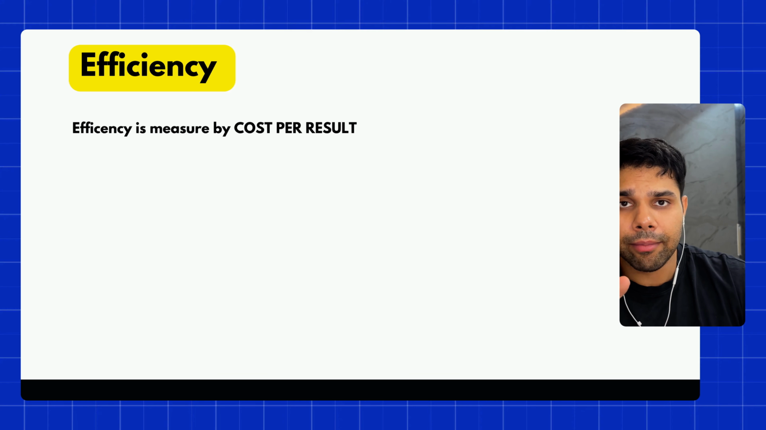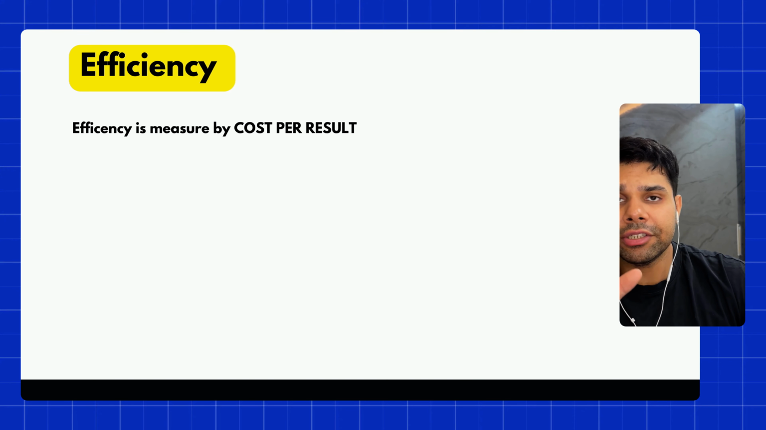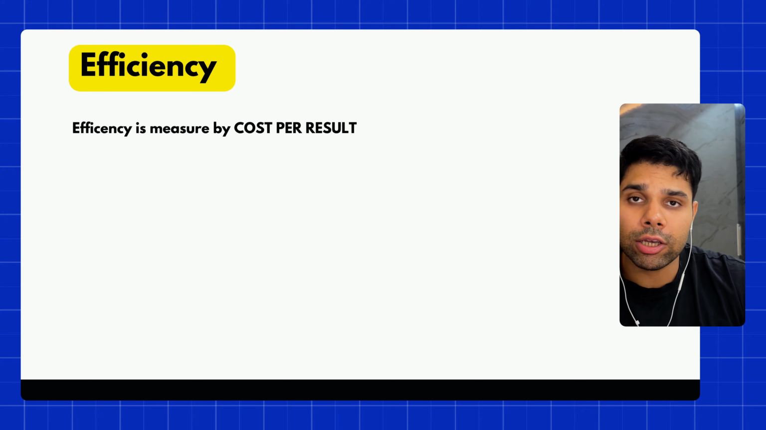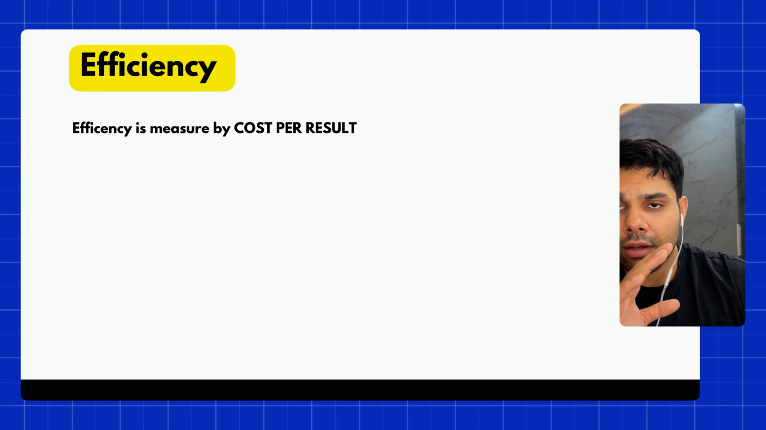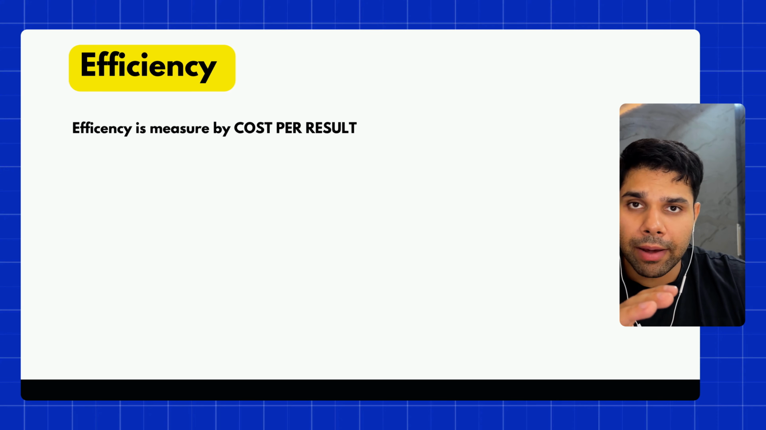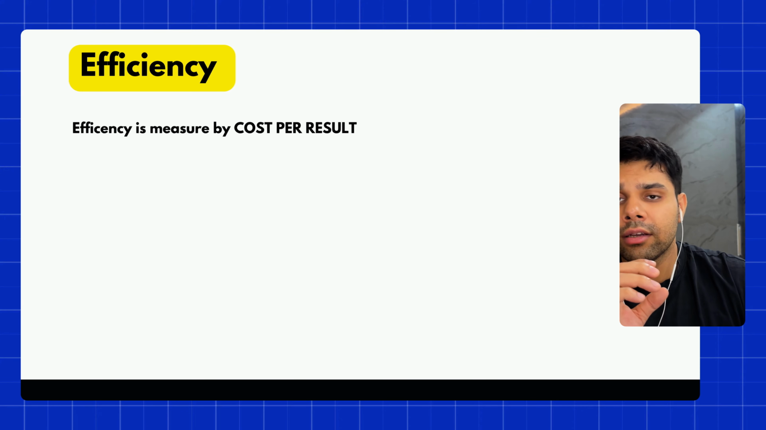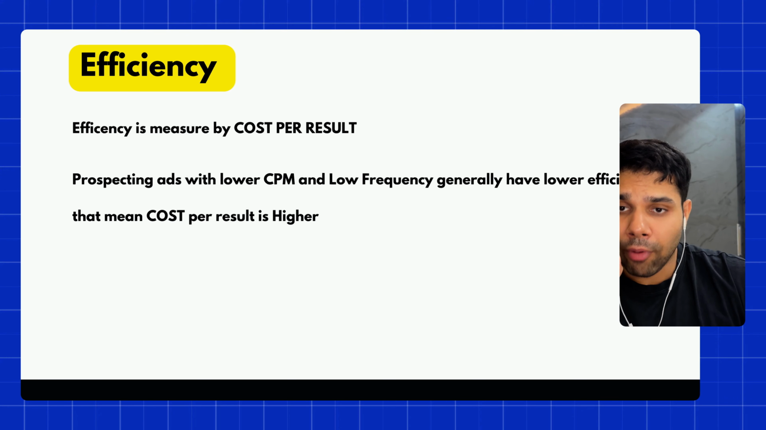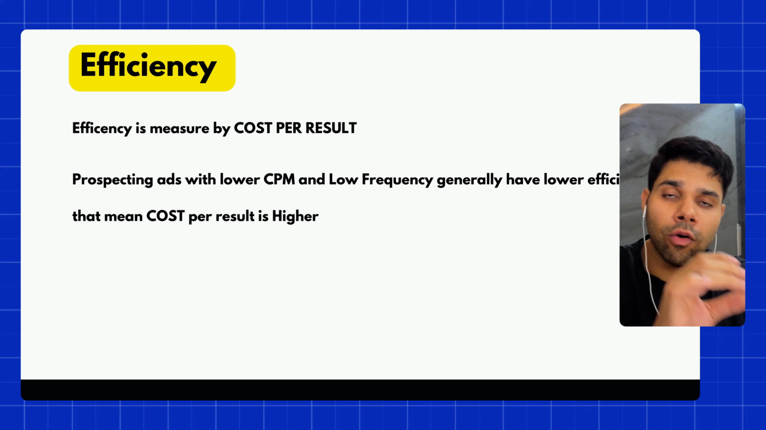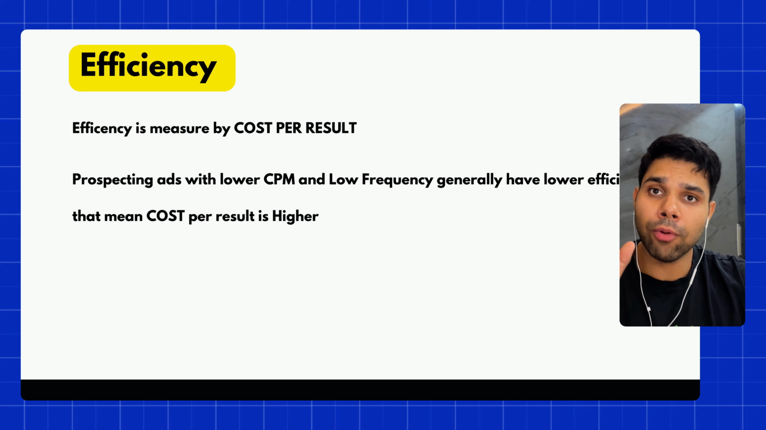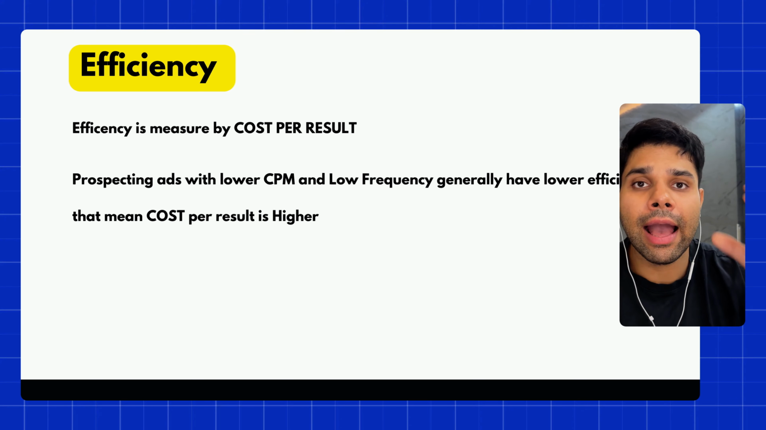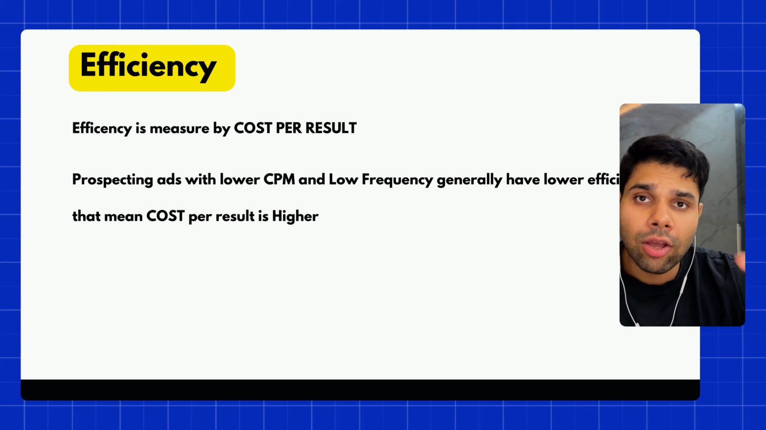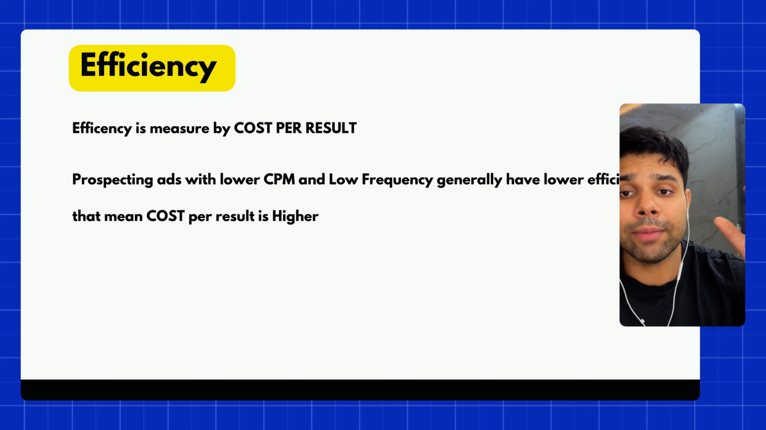Now comes the third metric, that is efficiency. Efficiency is measured by cost per result. It doesn't go by ROAS or return on investment. It goes by cost per acquisition or cost per result. Prospecting ads with low CPM and low frequency generally have lower efficiency. That means cost per result is higher for the prospecting ads.